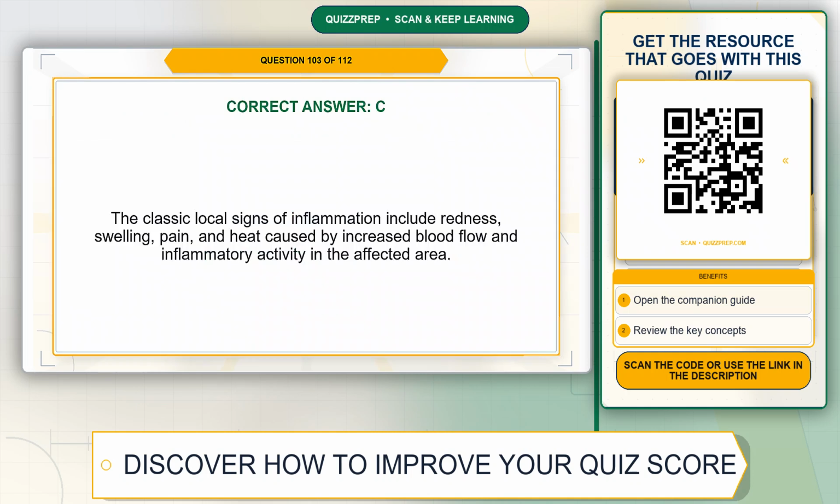Explanation. The classic local signs of inflammation include redness, swelling, pain, and heat caused by increased blood flow and inflammatory activity in the affected area.